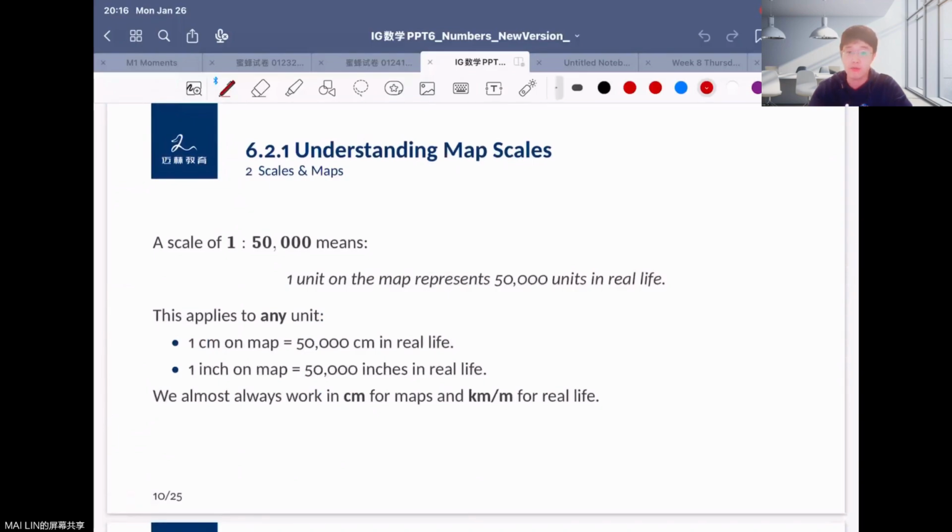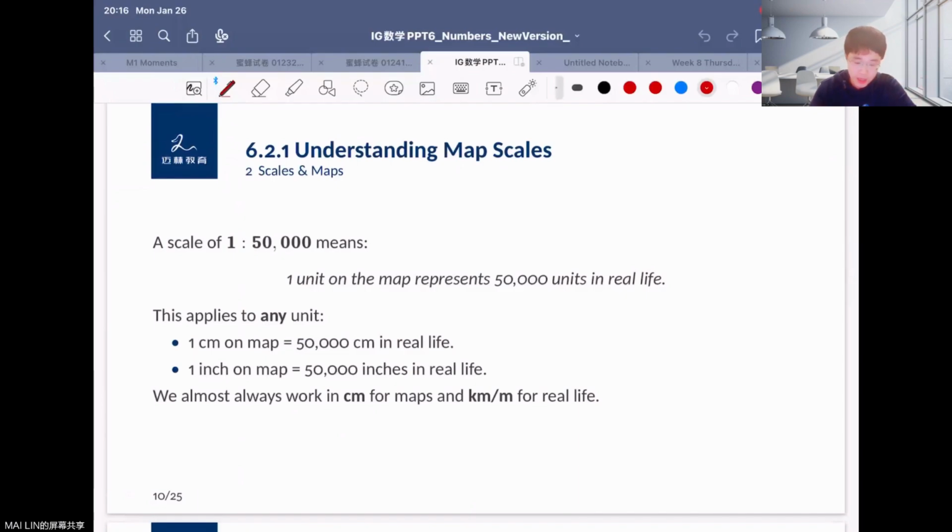A scale of 1 versus 50,000 means that 1 unit on the map represents 50,000 units in real life. Maybe you're a geography student, so you may be very familiar with maps. For the whole world, it's a very big scale. If you want to put all of it into a very tiny map, the size must be minimized. So we use the scale to minimize them to an exact scale.